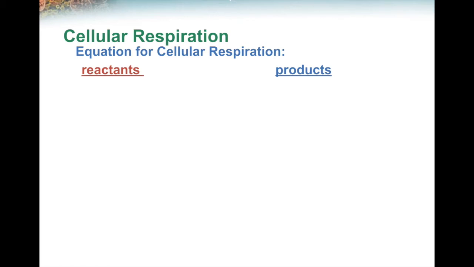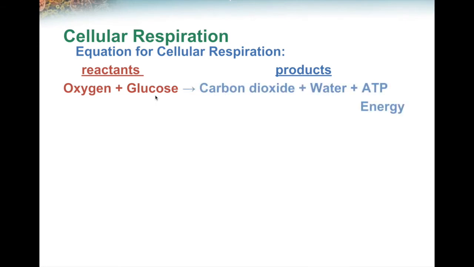Now, in order to do cellular respiration, which is breaking down our food using oxygen, we need those two things. We need oxygen and food. And here we have food being represented by glucose, which is a type of sugar. This should be familiar from our photosynthesis equation, where this is the type of sugar that plants make inside of their bodies.